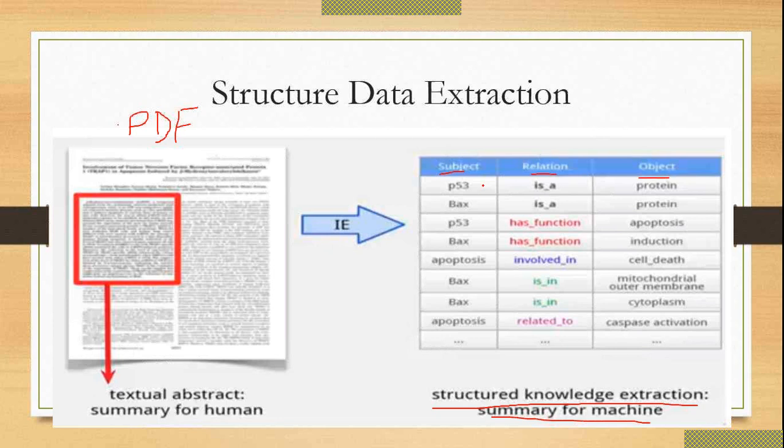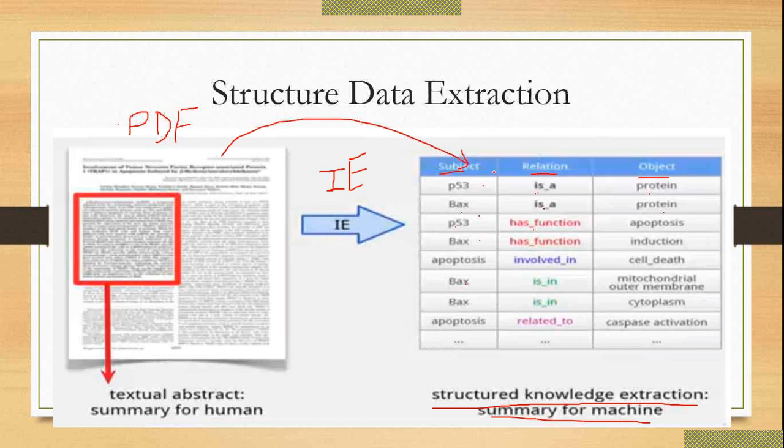Okay, so these are the subjects. You can say that relation is a 'has function' relation. For example, P53 is a protein, DAX is a protein, P53 has a function at apoptosis. This is from a biomedical paper, and on this biomedical paper we are using our information extraction, and using this information extraction we are finding this structured data.